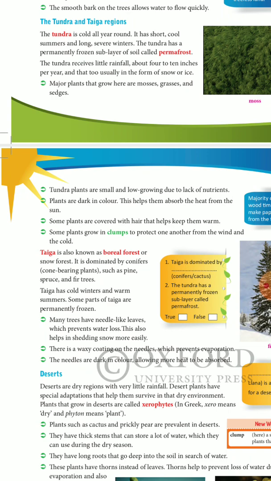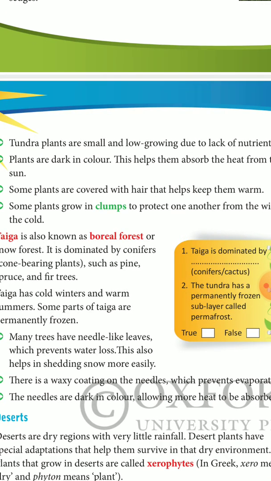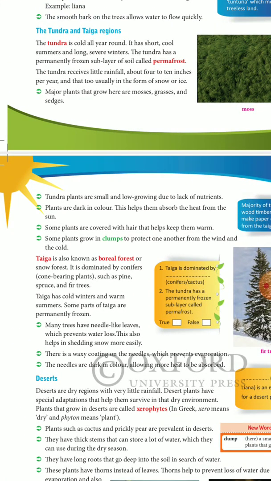Now coming to one more variety. This is a cold place, but here the winters are cold and the summers are a little bit warmer. Yes, that is the taiga region. The taiga region is also known as a boreal forest, or a snow forest. It is dominated by conifers. Mostly the trees found here are conical in shape. Everybody knows one that we use in decoration. That's a Christmas tree, right?